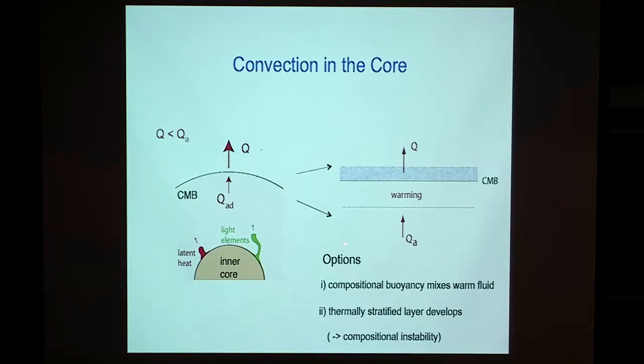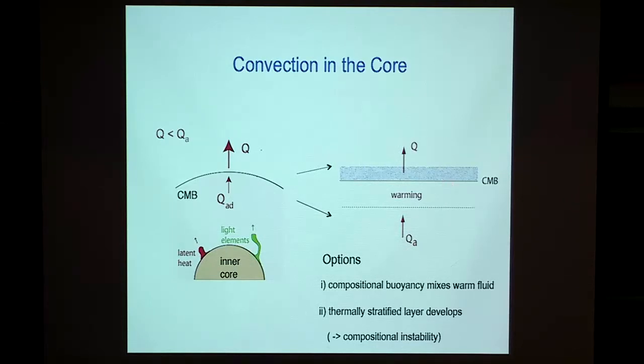I would still get convection in the region underneath here, but this layer would essentially be stagnant. It wouldn't be participating in the convection. And some interesting things start to happen. We get compositional instabilities because as the inner core continues to grow, it's continuing to release light elements. But that light element is only being mixed into the region down here. So this is building up a region that's compositionally light eventually with time, where this is thermally light.